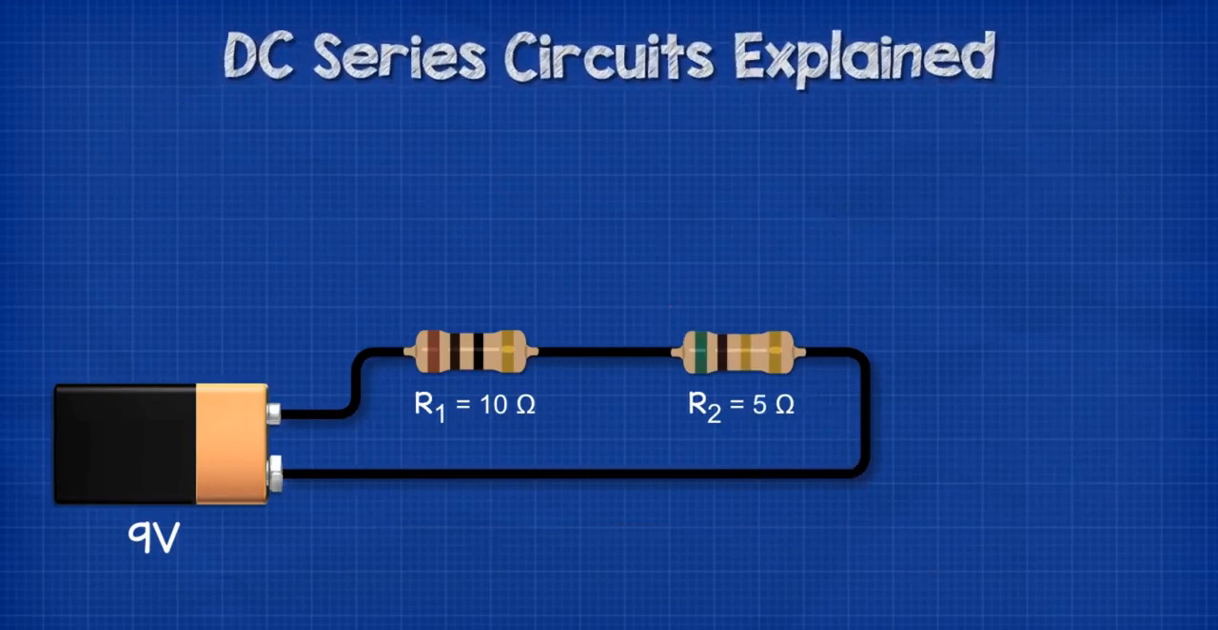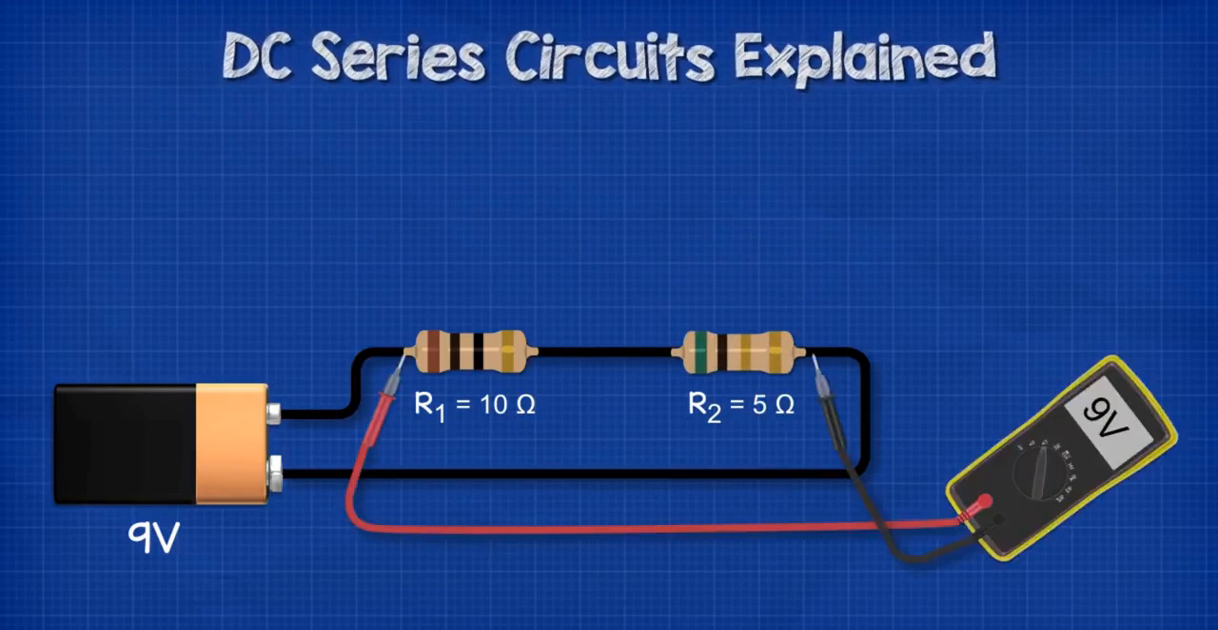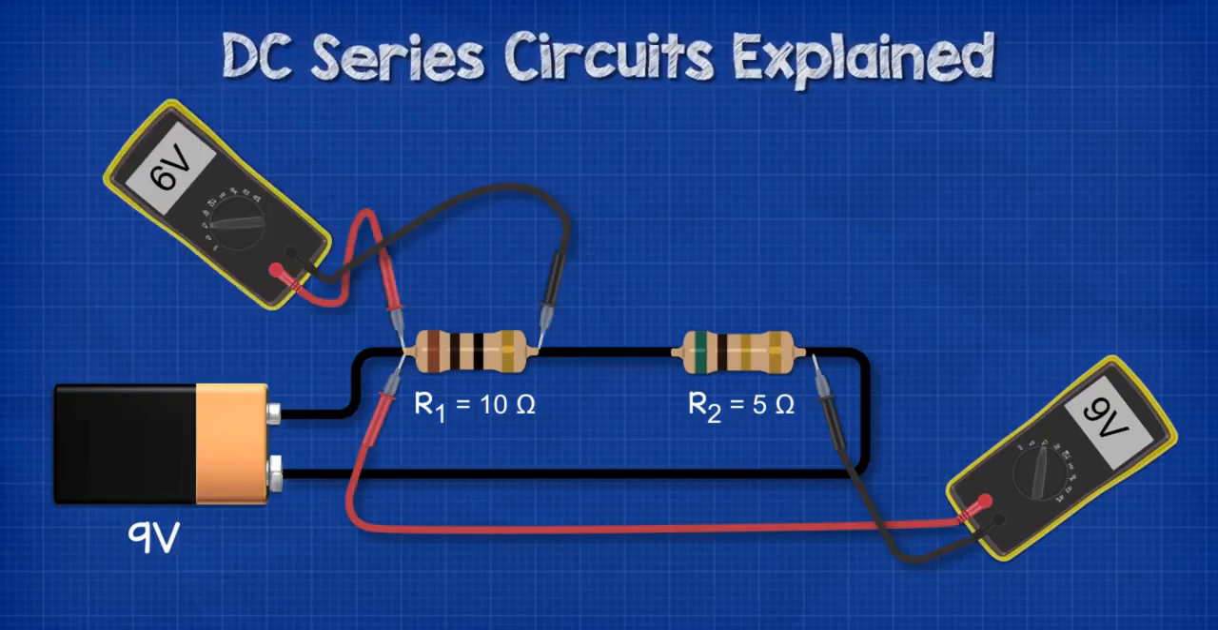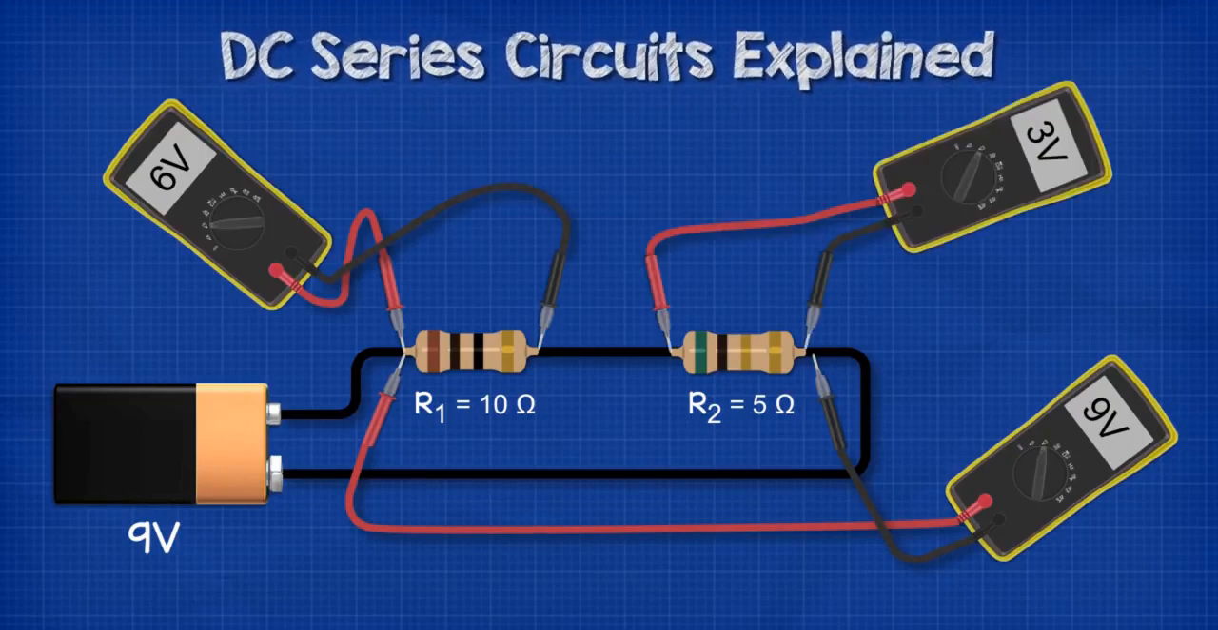If we replace the R2 resistor with a 5 ohm resistor, the total voltage would again be 9 volts, and that's what we see if we measure across the 2 resistors. But if we measure across the 10 ohm resistor, we see a voltage of 6 volts, and if we measure across the 5 ohm resistor, we see 3 volts. We'll look at why that is just shortly.